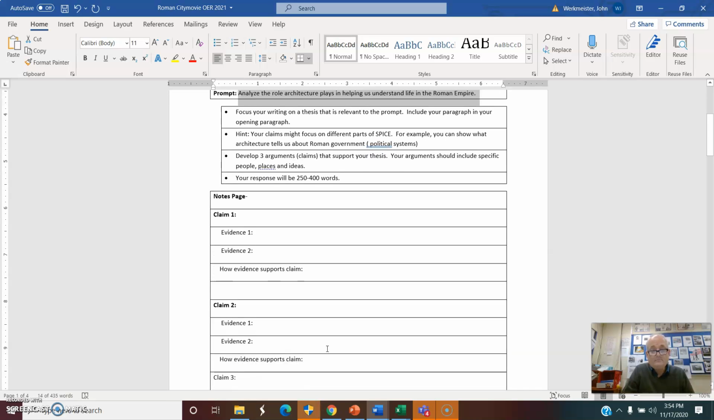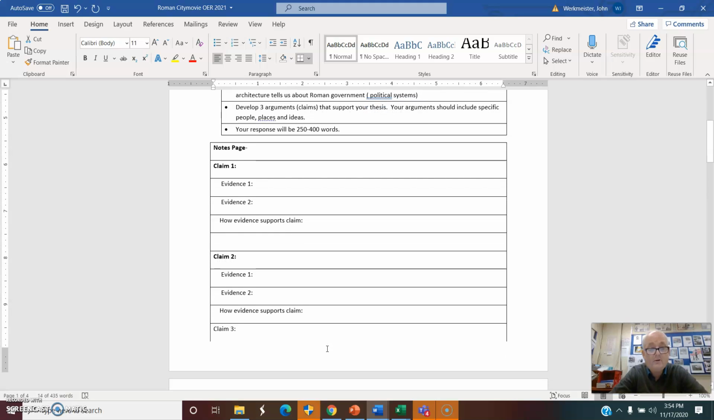So what I have here are note sheets, which I expect you to do. On your notes page, you've got to come up with your claims and find the evidence. You don't have to tell me everything you know about Roman architecture, but a couple pieces of evidence, and how that evidence connects to your claim. A claim is like a mini thesis. It's a statement that deals with the analysis of Roman architecture. Evidence would be a specific piece of architecture and what it does, and then explain how that architecture and its existence helps support your claim.